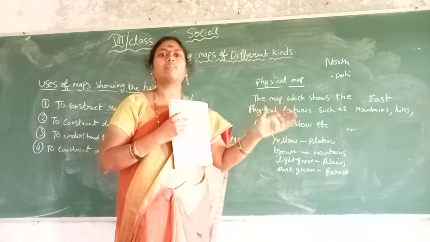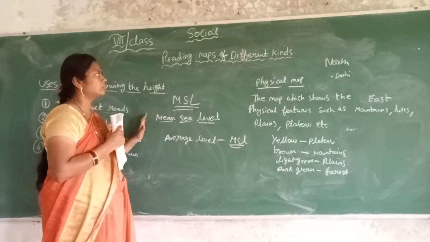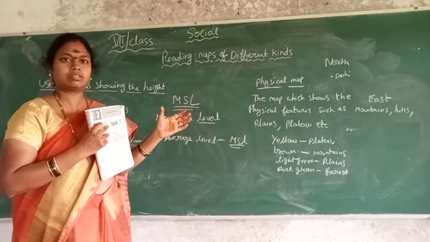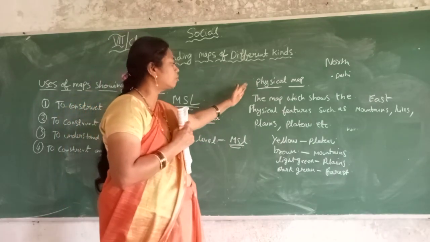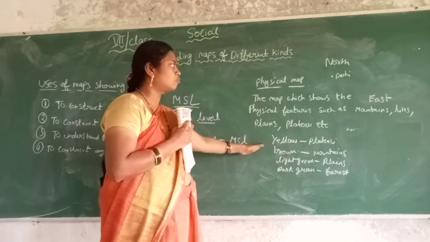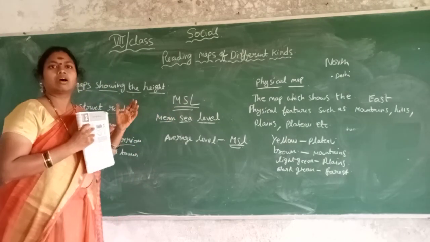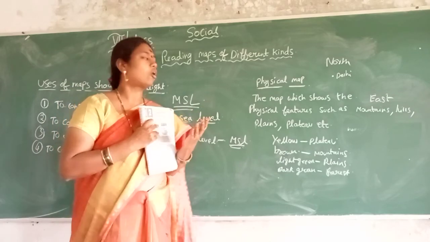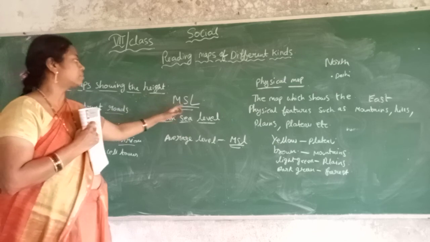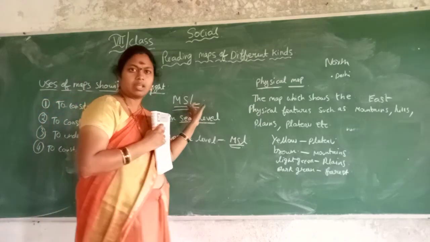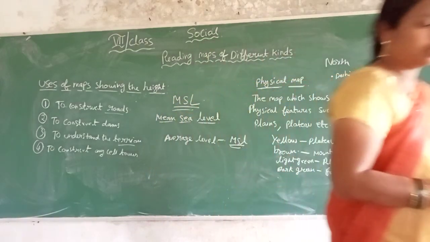So I hope that you understood this chapter very well. In this chapter you have covered almost all the points. First of all, you learned about directions, then scale and symbols, then the physical map and how colors are used in the physical map, and then the contour lines. What is the definition of a contour line, what are the uses of a map showing the height, and finally MSL, that is mean sea level. So this is the end of the chapter. I hope all of you have understood very well.